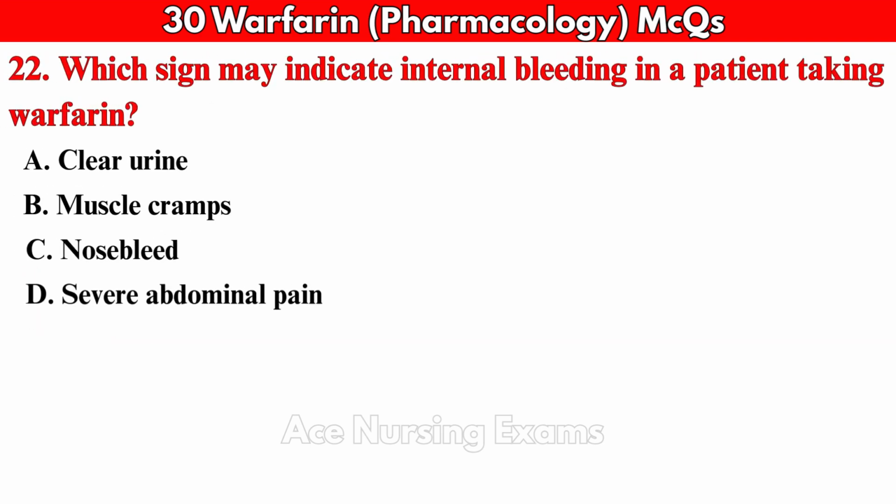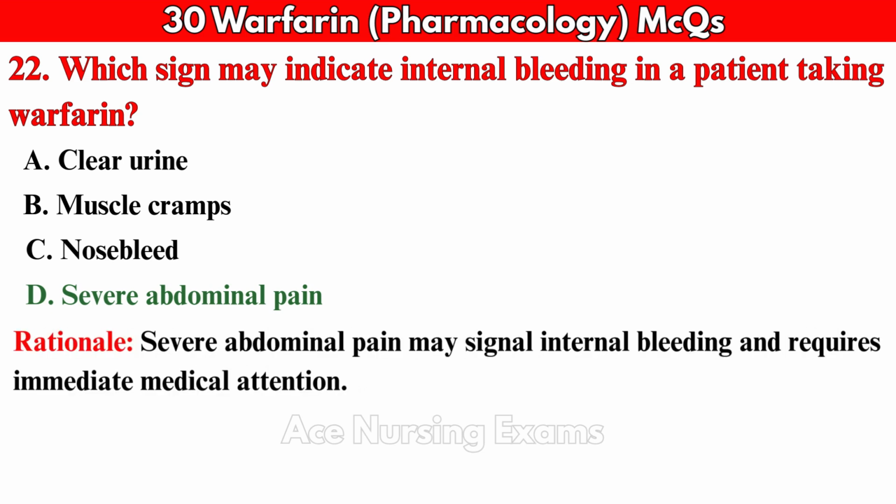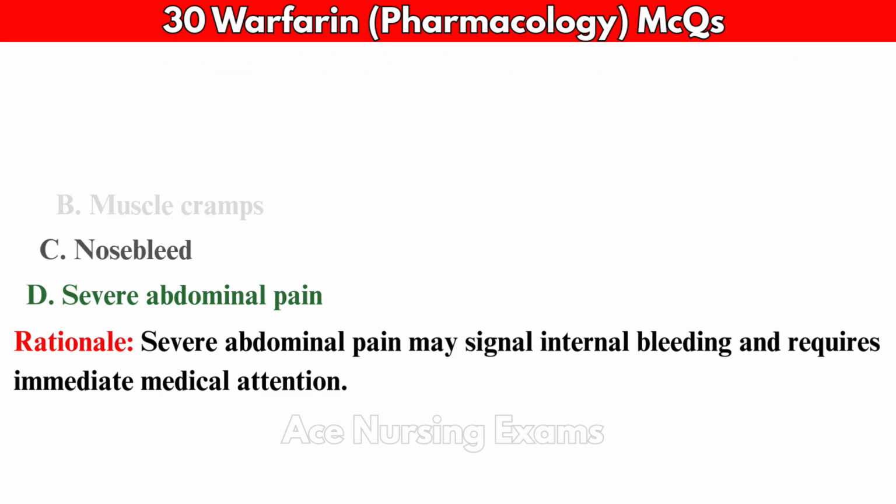Which sign may indicate internal bleeding in a patient taking warfarin? A. Clear urine. B. Muscle cramps. C. Nosebleed. Or D. Severe abdominal pain. Correct answer, D. Severe abdominal pain. Severe abdominal pain may signal internal bleeding and requires immediate medical attention.